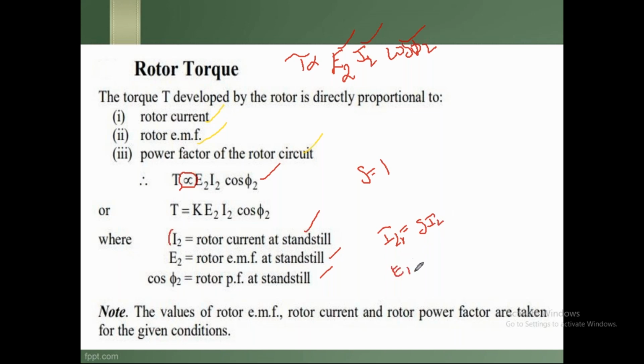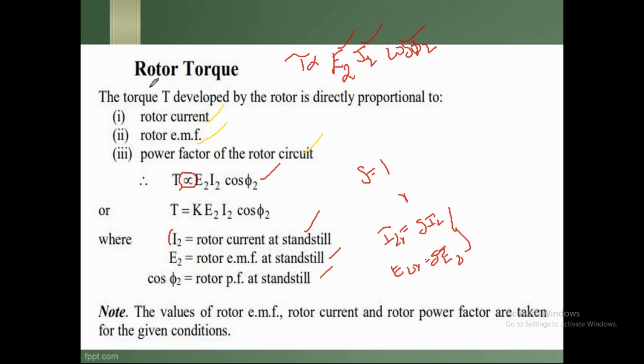E2R is equal to S E2. So these two equations we can represent in the running condition, because in the running condition S varies between 0 and 1. So remember one thing.